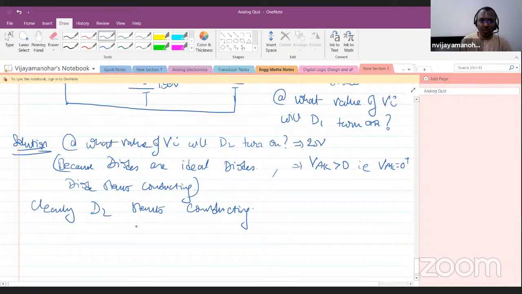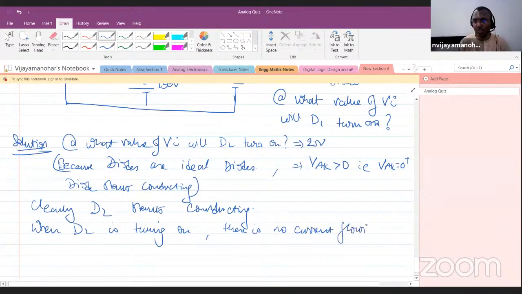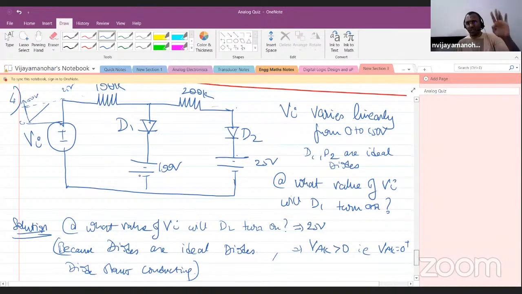When D2 is turning on, there is no current flowing in the circuit. This is the most important point to note in this question. When D2 is turning on, there is no current because D1 is definitely off. You need more than 100 volt to turn on. So fine.